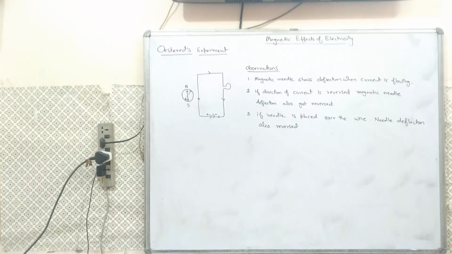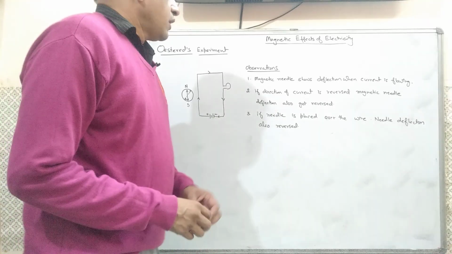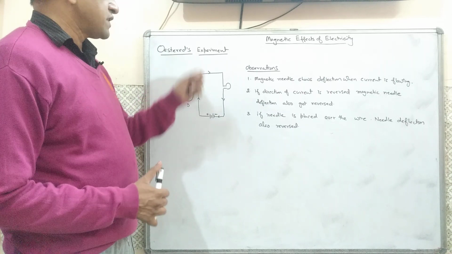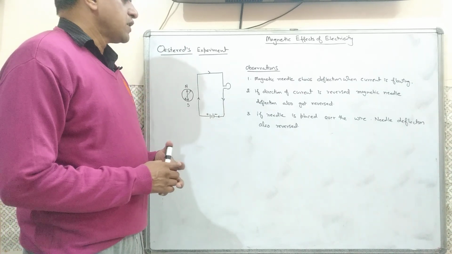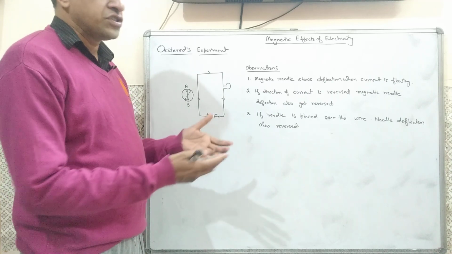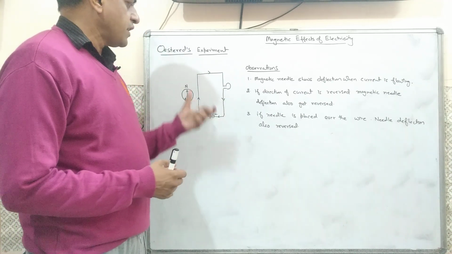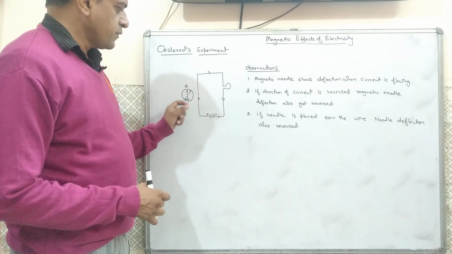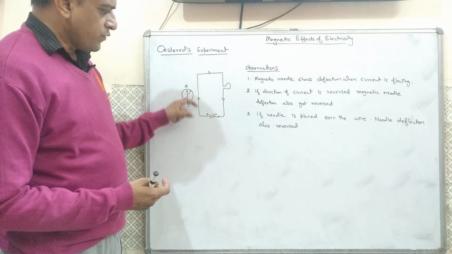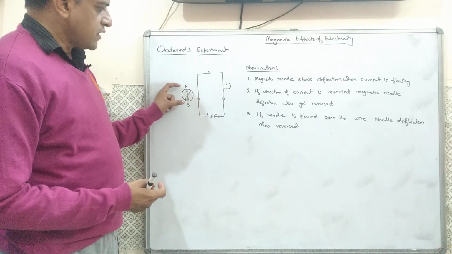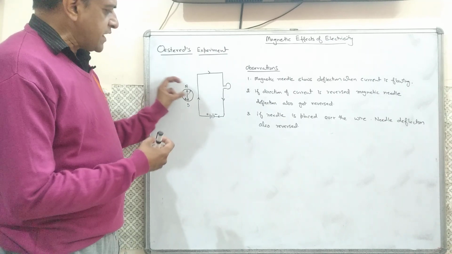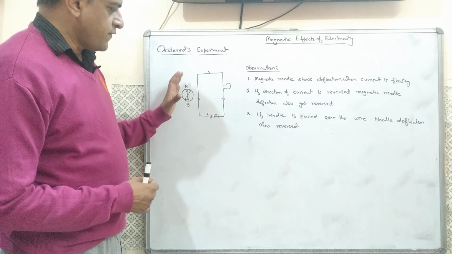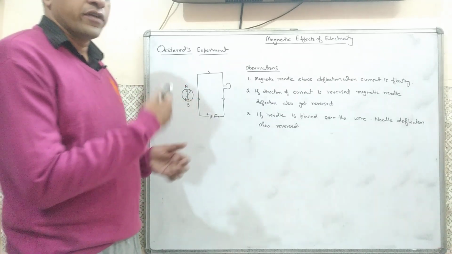Now, another part of this magnetism is Oersted's experiment. Oersted was a physics teacher. He was demonstrating an electric circuit to the students of the classroom when he observed that whenever he closes the circuit, the compass needle placed near this coil shows deflection, and this deflection has the following observations.